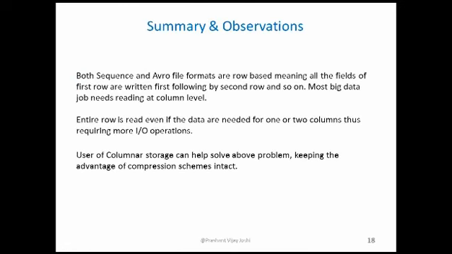Summary. Both sequence and Avro file formats are row based, meaning all the fields are written in a row, first row followed by the second row and so on. Most big data jobs need reading at column level. The entire row is read even if the data is not needed for one or two columns, thus requiring more I/O operations. Use of columnar storage can help solve this problem, keeping the advantage of compression schemes intact.